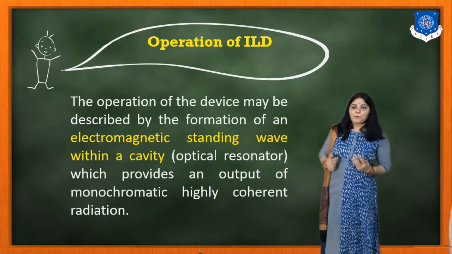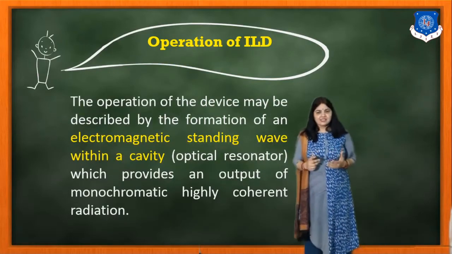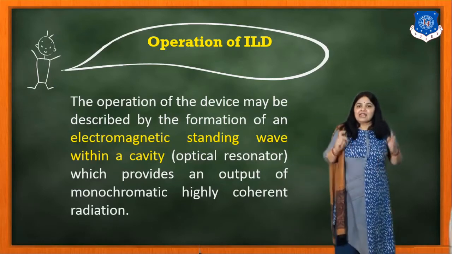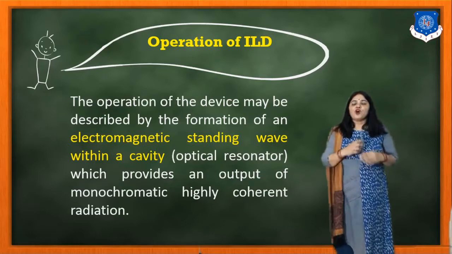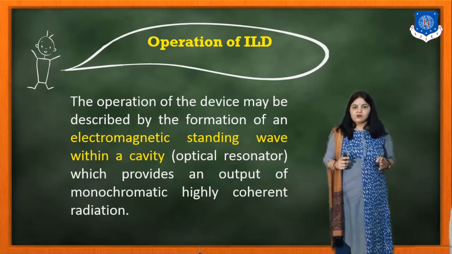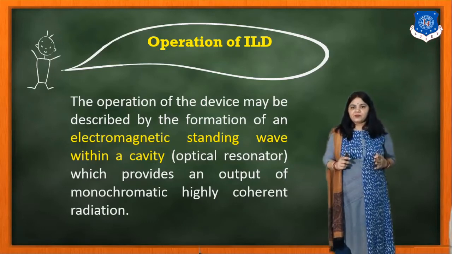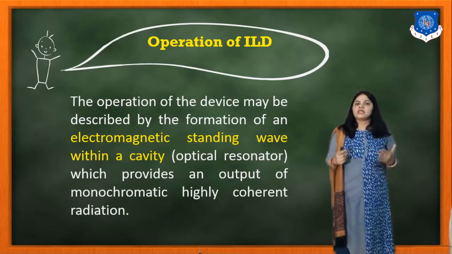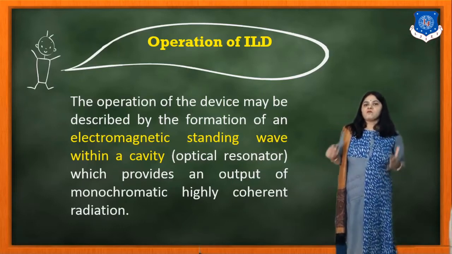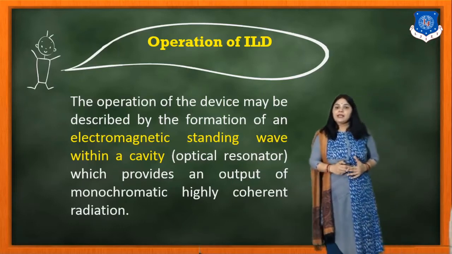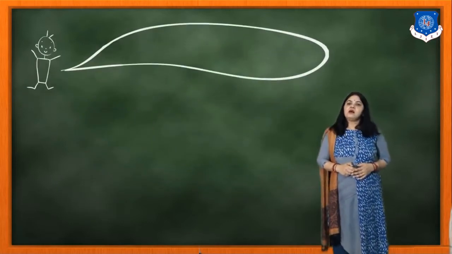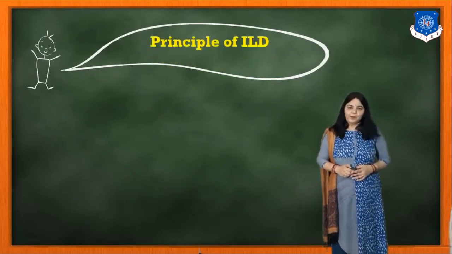Now, what is the operation of the ILD? The operation of the device may be described by the formation of an electromagnetic standing wave within a cavity, which is known as the optical resonator, and which provides the output of monochromatic, highly coherent radiation. This is how the ILD operates.